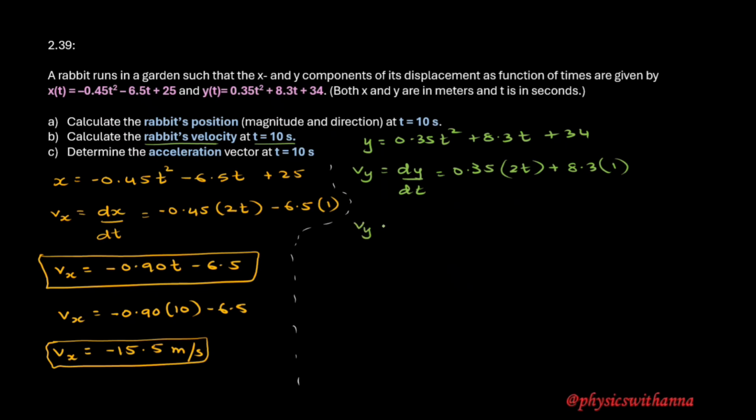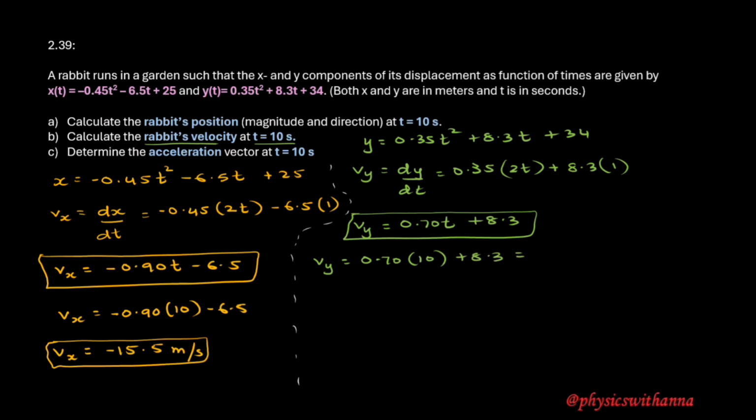So we get Vy equals 0.70t plus 8.3. This is the y component of velocity. So we can find its magnitude at 10 seconds by substituting t as 10. So 0.70 times 10 plus 8.3. That gives you velocity along y-axis to be equal to 15.3 meters per second.